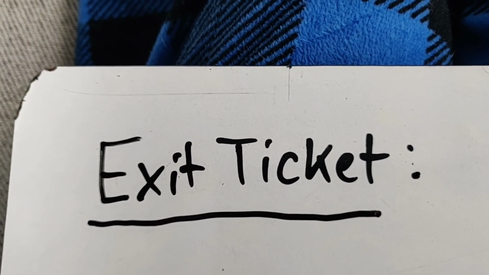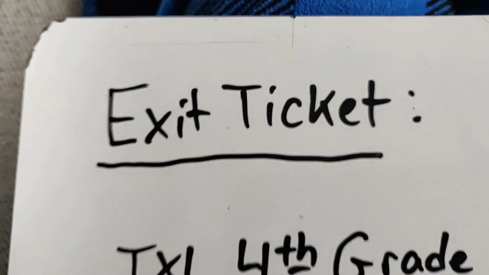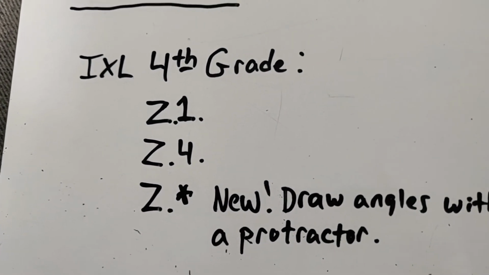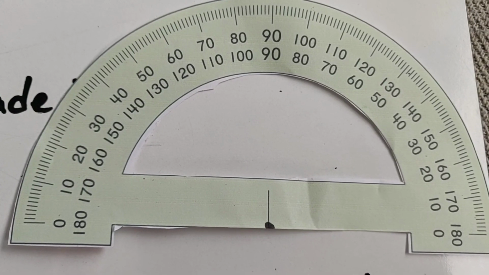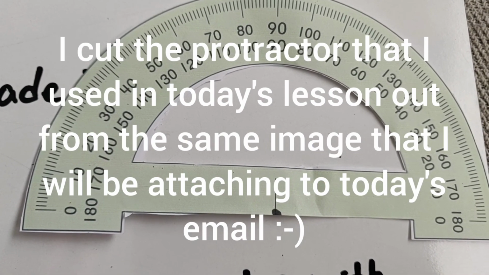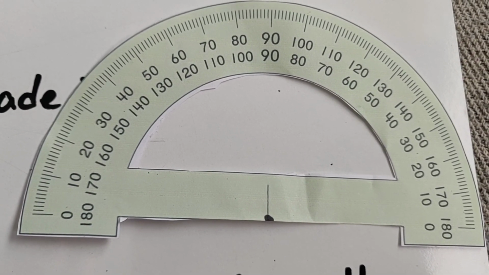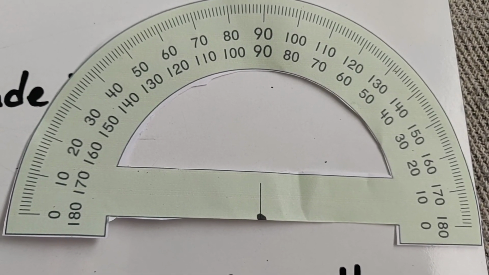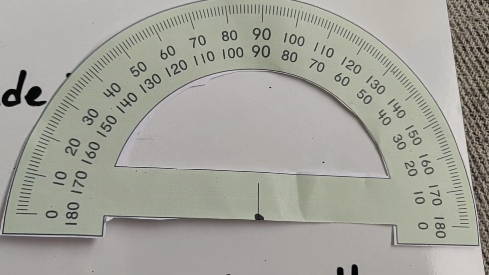So I'll say it one last time. Your exit ticket will be attached to the email with this video lesson. But try IXL 4th grade Z1, Z4, and that other one where you get to actually draw your own angles with the protractor. And finally, I will be attaching to the email also the document where I actually cut out this protractor from in case you want to draw some of your own angles and measure them just to have some more fun, because geometry is fun. And I love using protractors to see how many degrees different angles are.